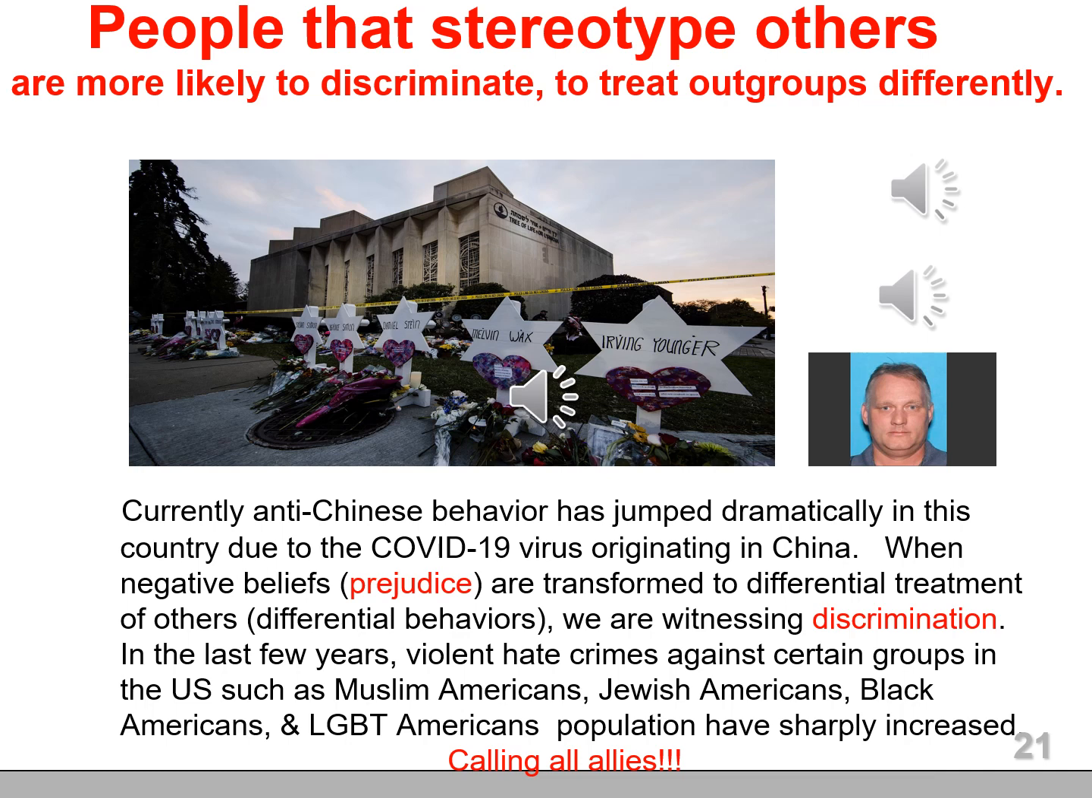Currently, hate crimes of the most violent nature are increasing and are currently at a 27-year high.